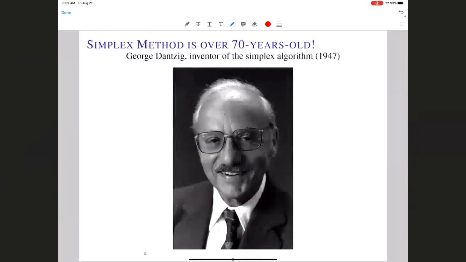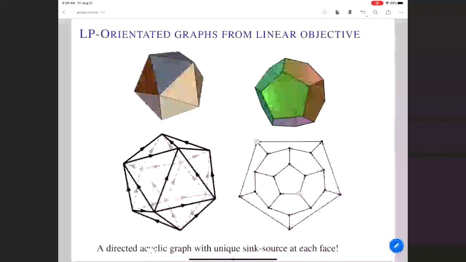So first of all, here's a photograph of George Dantzig. He invented the simplex method in 1947. And you will see, I'm going to give you a short introduction to the simplex method. For geometers, it's a very beautiful idea. I will skip a lot of details, of course, but it's a very beautiful idea. So first of all, remember that the set of possible solutions is a polyhedron, right?